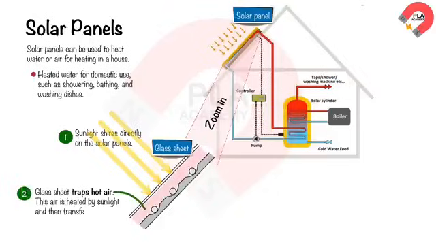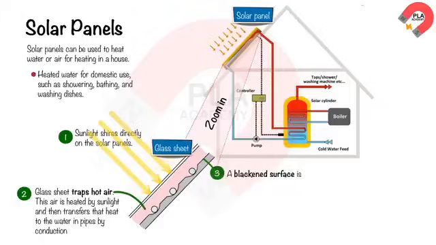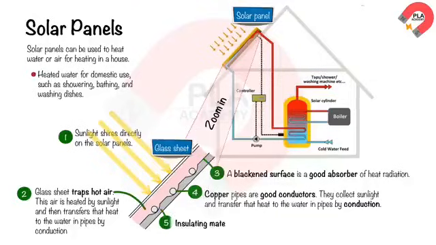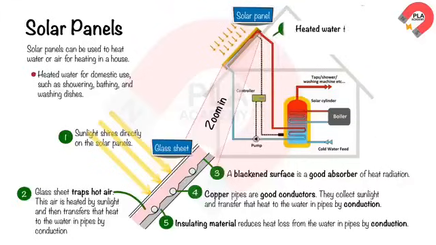This air is heated by sunlight and then transfers that heat to the water in pipes by conduction. A blackened metal surface is a good absorber and conductor of heat. It collects sunlight and transfers it to heat, then heats the water in pipes by conduction. Copper pipes are good conductors. They collect sunlight and transfer that heat to the water in pipes by conduction. The insulating material reduces heat loss from the water in pipes. The heated water then flows through pipes to the rest of the house.